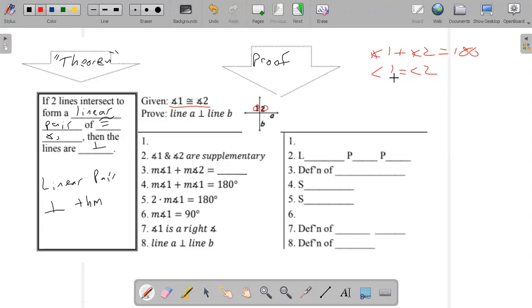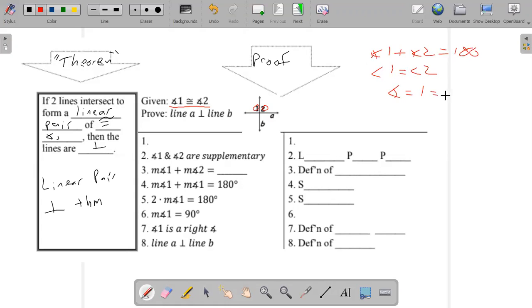So if angle 1 and angle 2 are the exact same number, and they both add up to 180, then how big do angle 1 and angle 2 have to be? This is a legitimate question. If angle 1 and angle 2 are the exact same number, and those two numbers add up to 180, how big does angle 1 have to be? 90 degrees. So this is saying that angle 1 is 90 degrees.